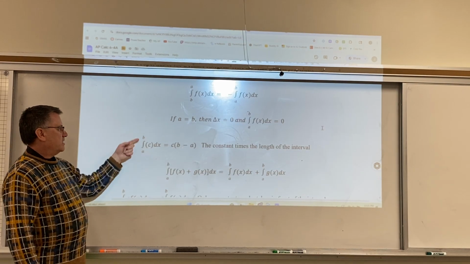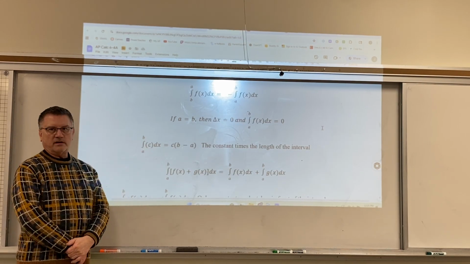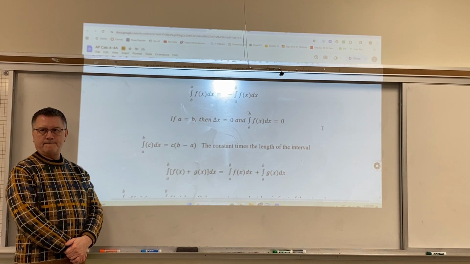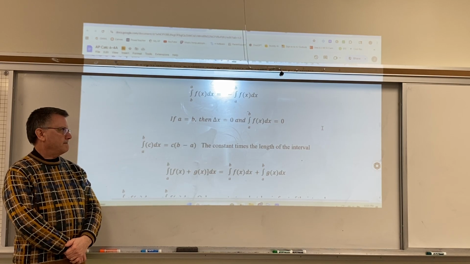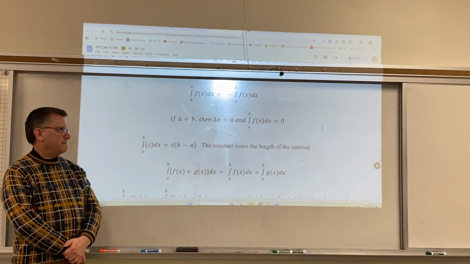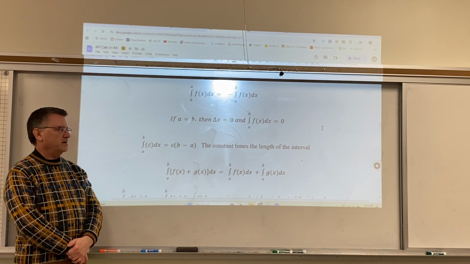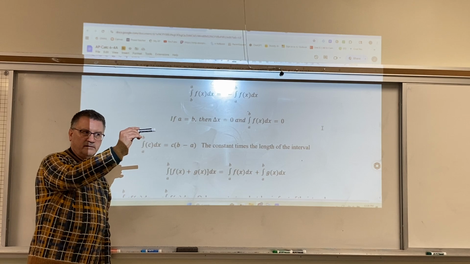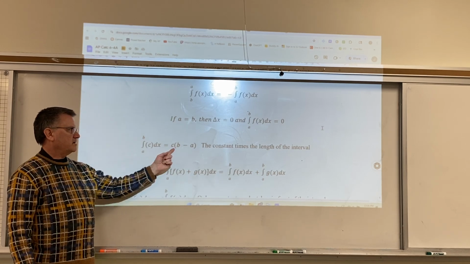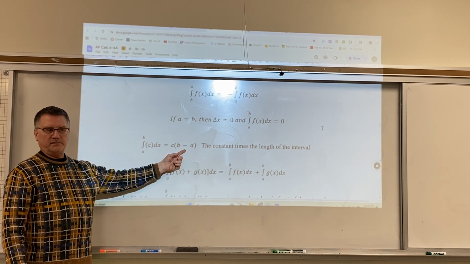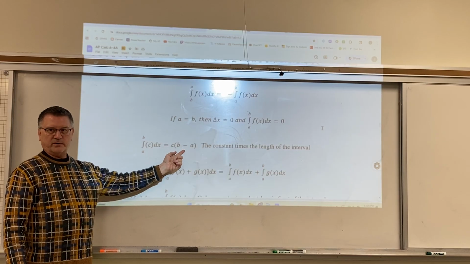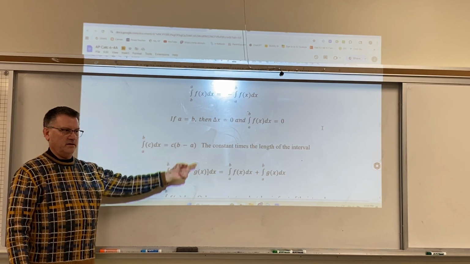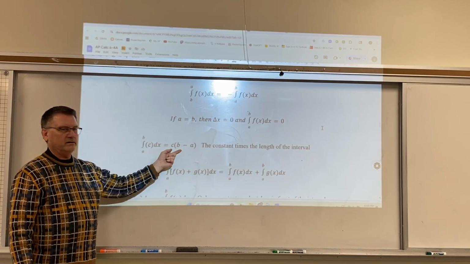Okay, what if A and B are not the same thing, but I'm taking the integral of a constant? The constant times the length of the interval. Well, that means the constant's always the same height. So all I have to do is height times width. That's just the area of a rectangle, because the whole thing happens to be a rectangle. I just got a flat top here.